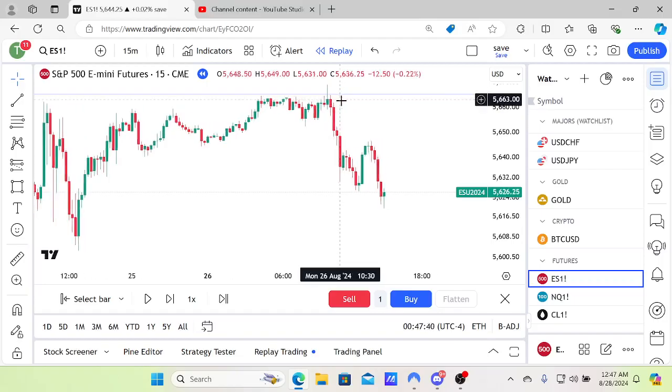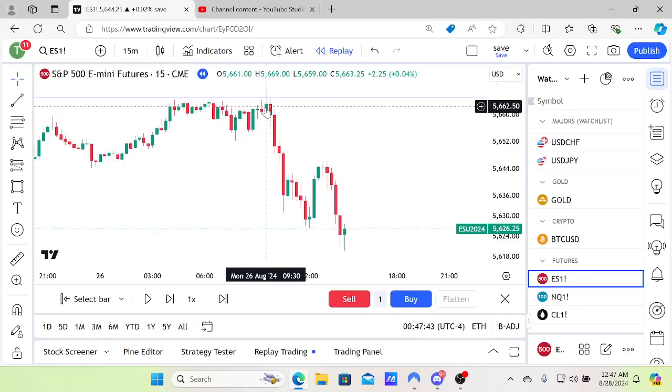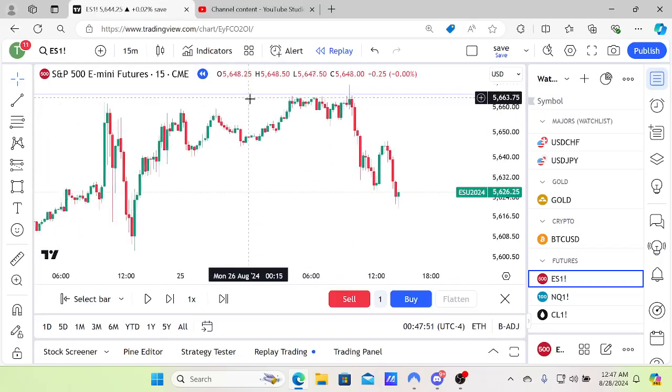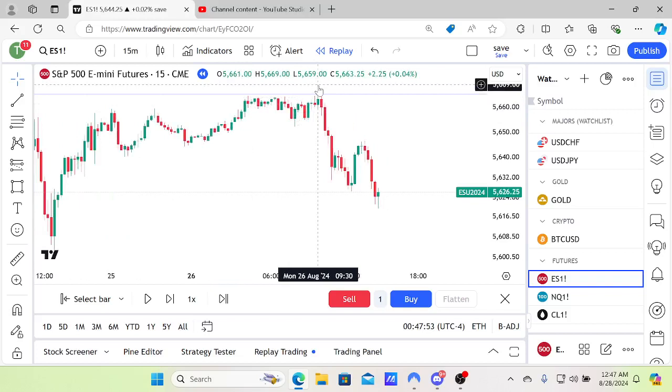So ask yourself this question. Is that conviction? Is that right there conviction? Is that something that is showing a willingness to displace above these highs right here? No, it's not. Look how it wicked through it. It was trading above it, but then it came all the way back down and it rejected. It failed to displace above those highs. It failed to do so.